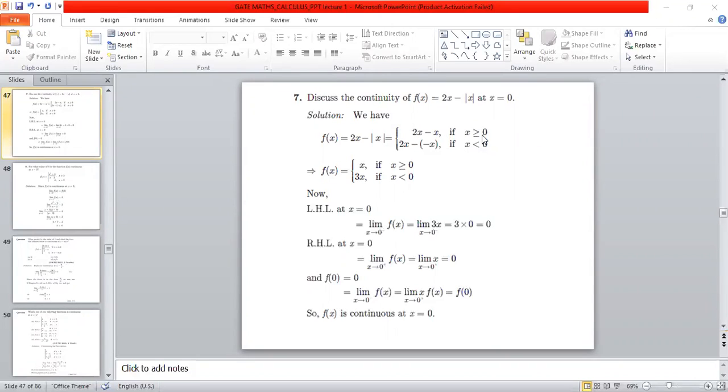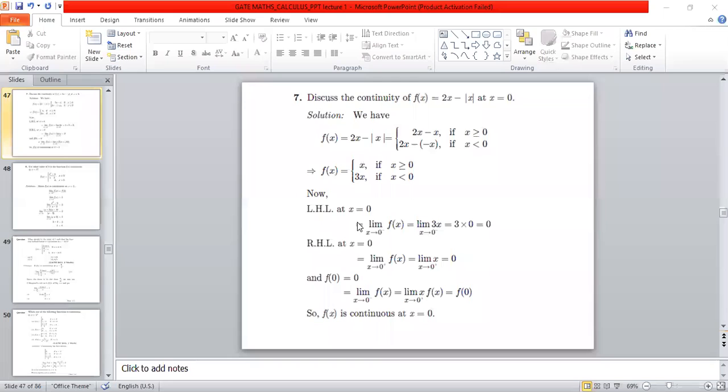For all the positive values of x, it is 2x minus x, and for x less than 0, meaning negative values, it is minus x. So for positive x, 2x minus x, the value of the function is x, and 2x plus x, that is 3x if x is less than 0. So if we want to check the continuity at x is 0, we have to find the left hand limit and the right hand limit.